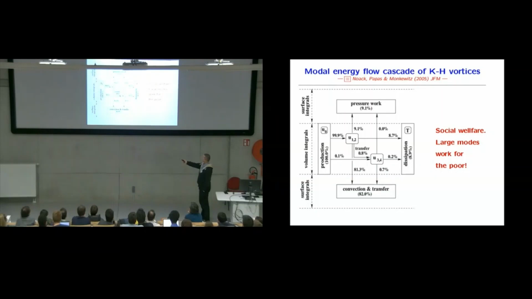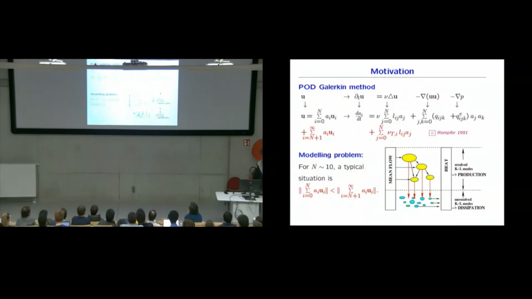So they get all the energy from the production. Then they lose around 10% by dissipation, 10% by pressure work, 80% by the convection and transfer. This mode is only kept alive by the energy from the first pair, and most of this gets convected and only part of that gets dissipated. So these diagrams can be rather revealing in terms of the energy flow.